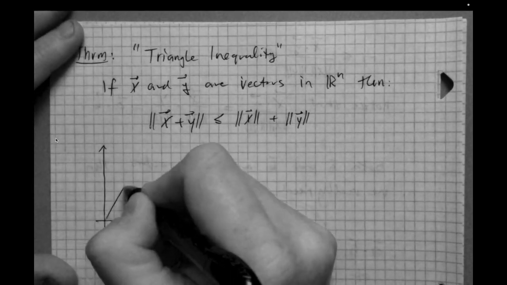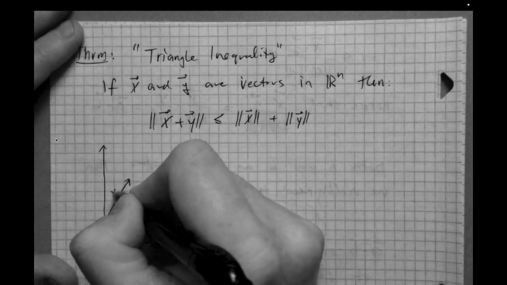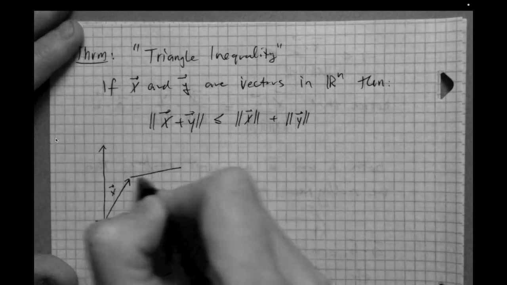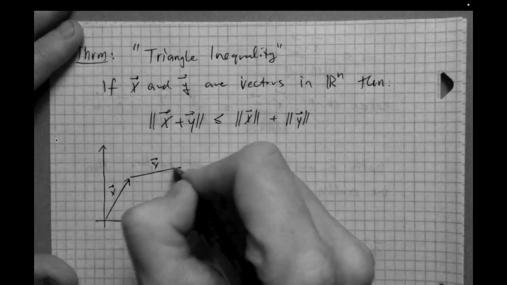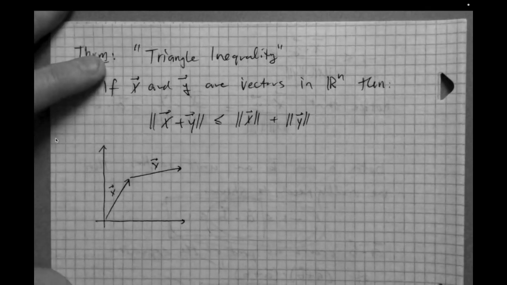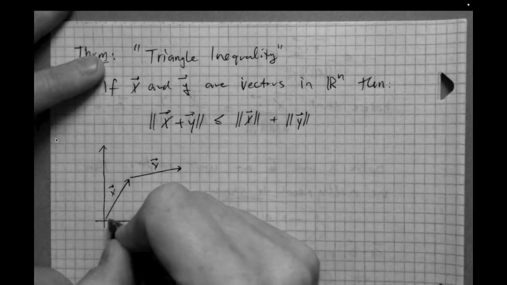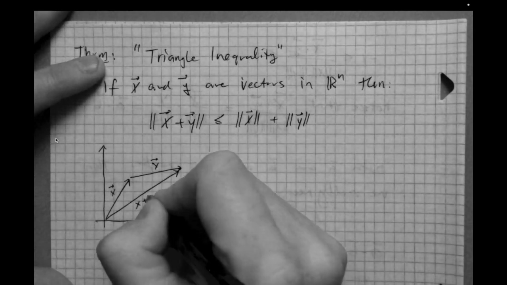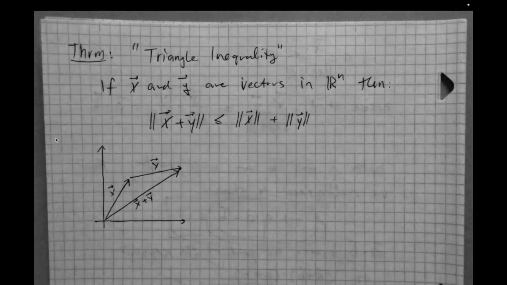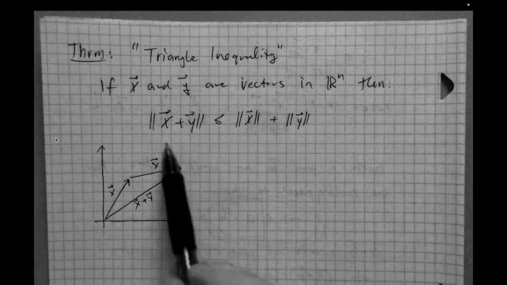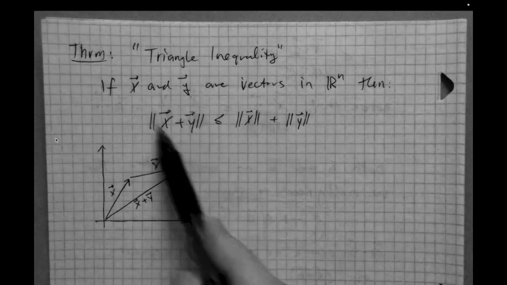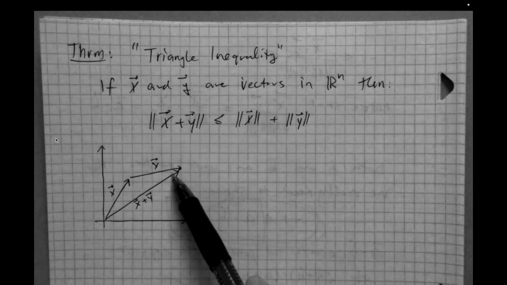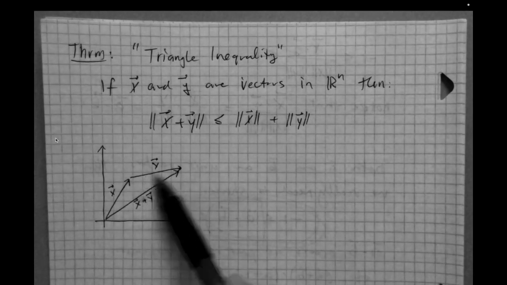So if I have a vector x, like that, then I have another vector y, and I arrange them in this fashion, tail to tail, then x plus y produces this vector, doesn't it? We saw this in the previous section. You get this third vector from the sum of these two. So all this is saying is that the length of the third vector has got to be less than or equal to the length of these two.